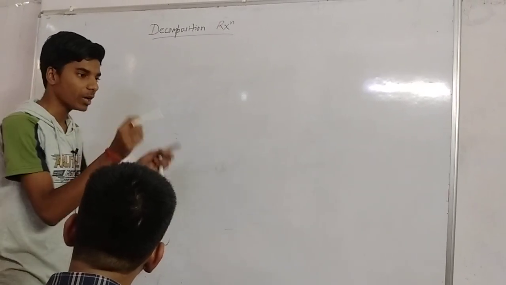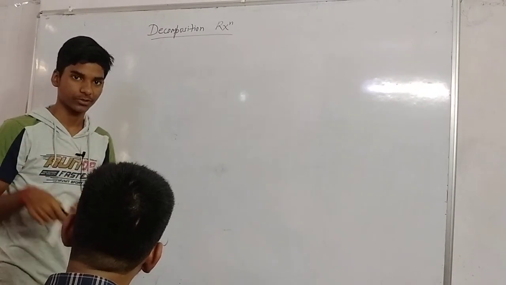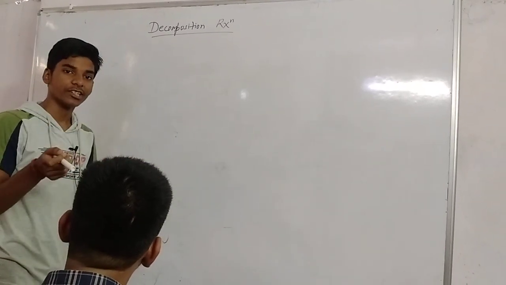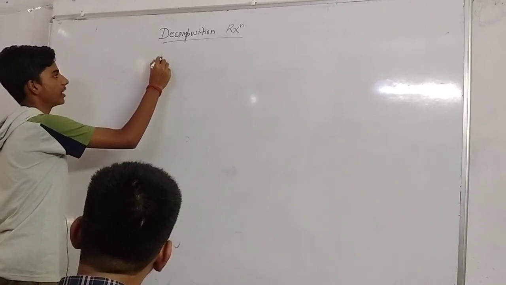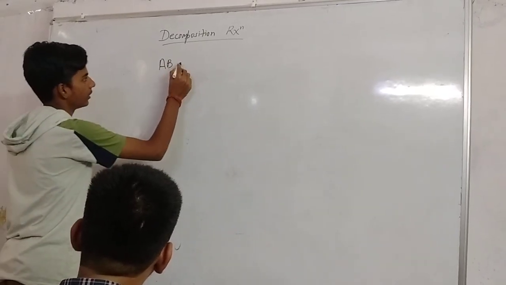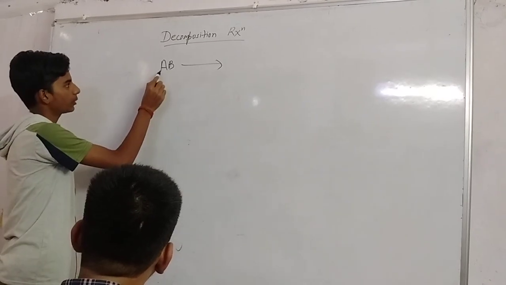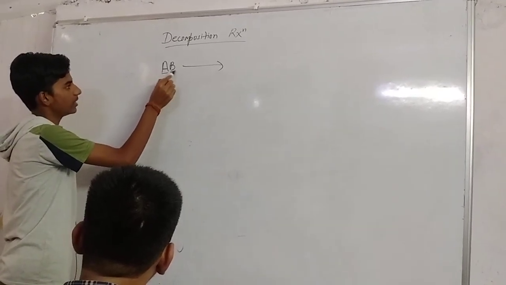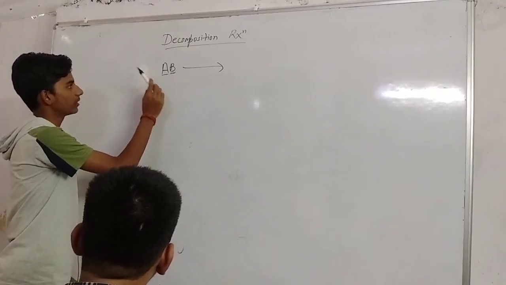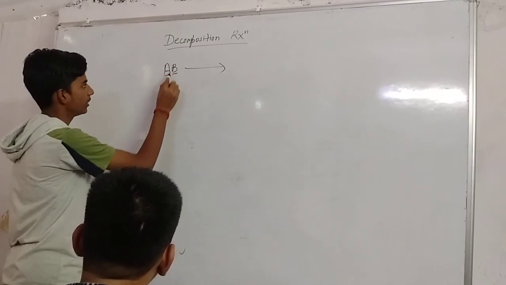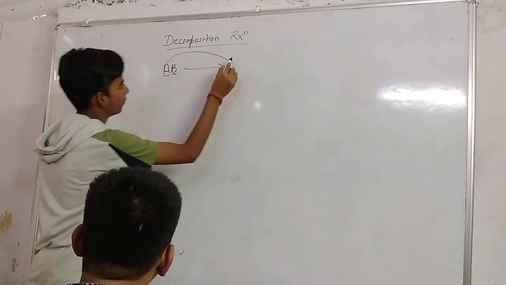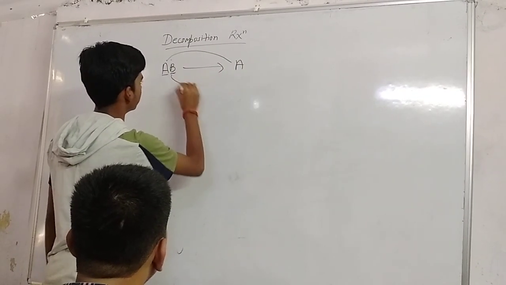In combination reaction, two elements combine to form a single compound. Decomposition reaction is just the inverse of combination reaction. That means if a compound is there, AB, then there are two elements, A and B. These two elements form a single compound in combination reaction. In decomposition reaction, these two elements will separate out.